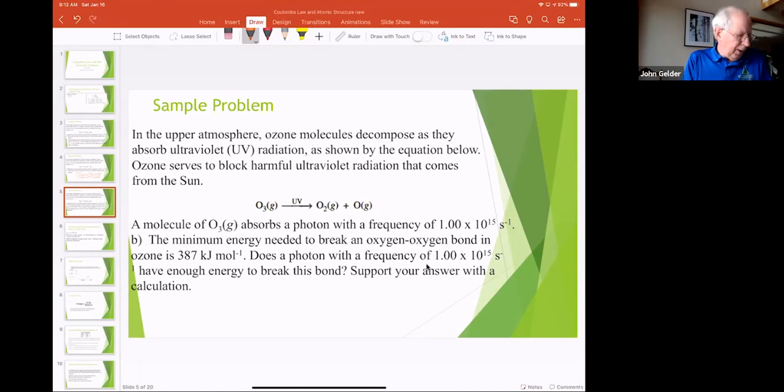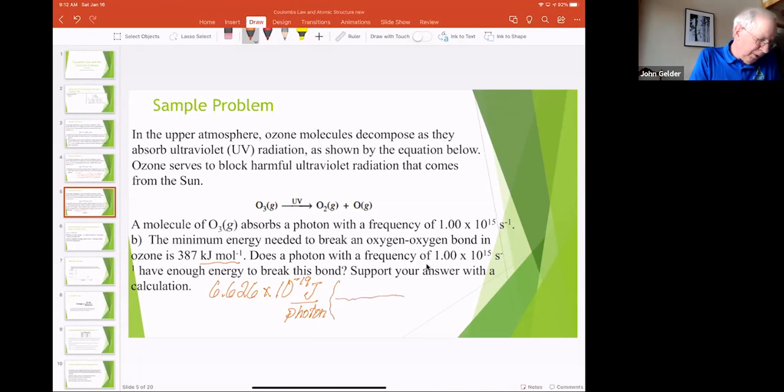So from part A, we had that the energy of the photon with this frequency was 6.626 times 10 to the minus 19 joules. And that was for one photon. Well, if we're supposed to get kilojoules per mole, the units of the energy that will break an oxygen-oxygen bond, what we need to do is do just a few conversions.